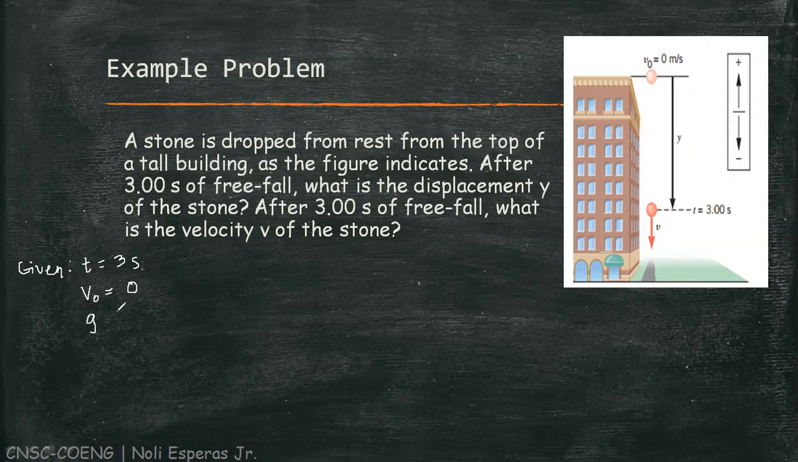Since it is in free fall, we neglect the air resistance. Our acceleration due to gravity is negative 9.81 meters per second squared. So we are looking for letter A, the displacement y, and letter B, the velocity after 3 seconds of fall. So let's solve for letter A.